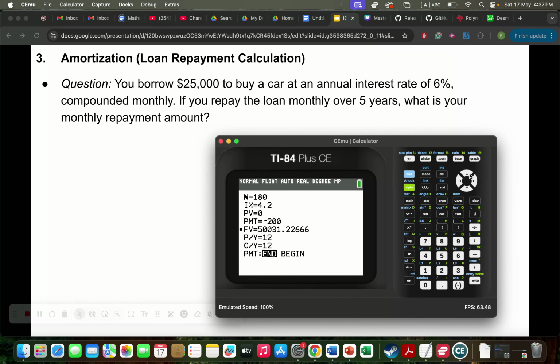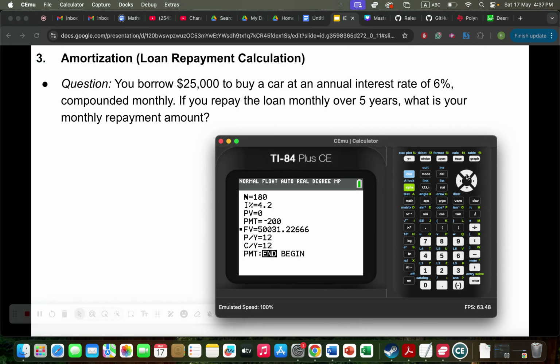So again, let's just try to put in the numbers onto the calculator. Okay, so we have 25,000 as the amount that you would like to borrow. Interest rate 6%, compounded monthly. You pay the loan monthly over 5 years.